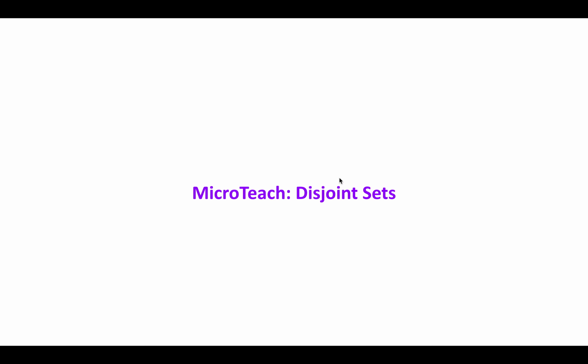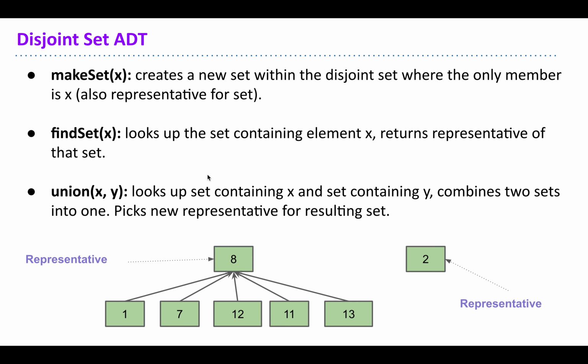But let's get into what a disjoint set is first. As a review, the disjoint set ADT is basically a collection of smaller sets. There's one disjoint set with multiple smaller sets in it. And we support three main operations. There's an operation make set that takes in a number or a member X and creates a new set in the disjoint set, a new mini set where the only member would be X. And this is also what we call the representative for the set. I'll talk about that in just a minute.